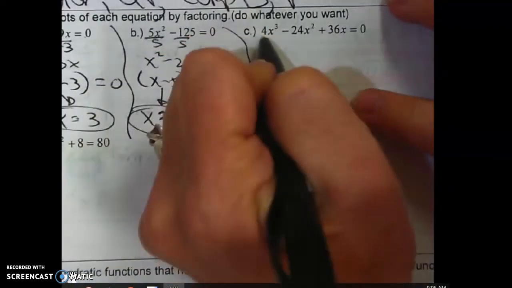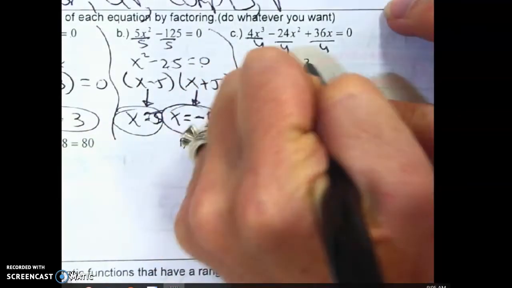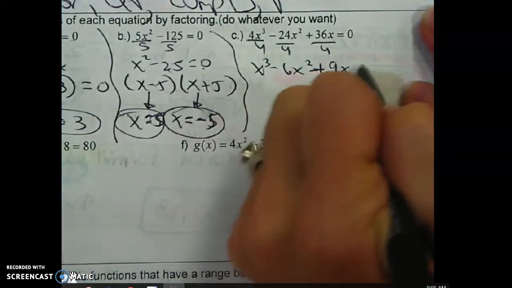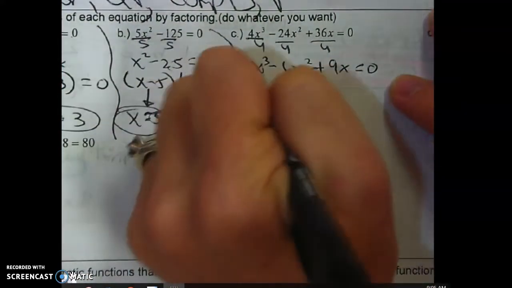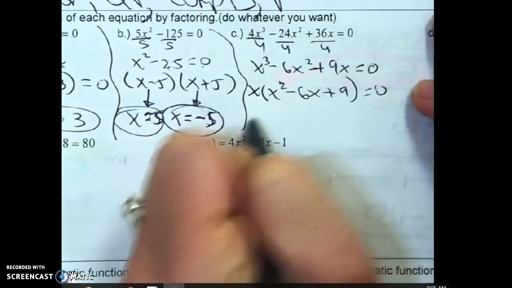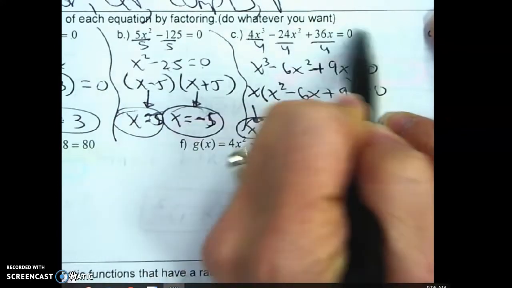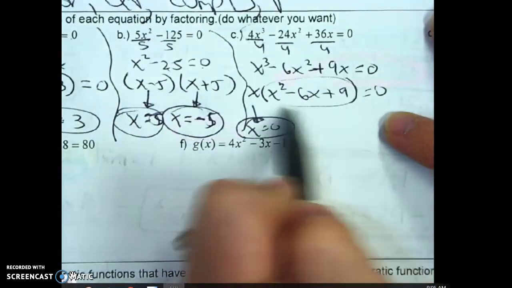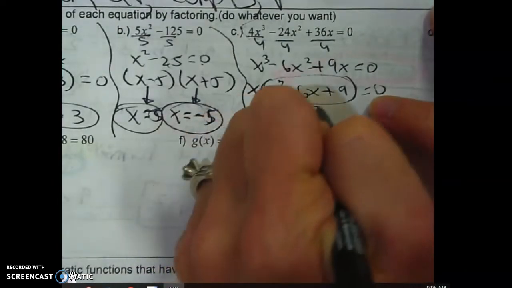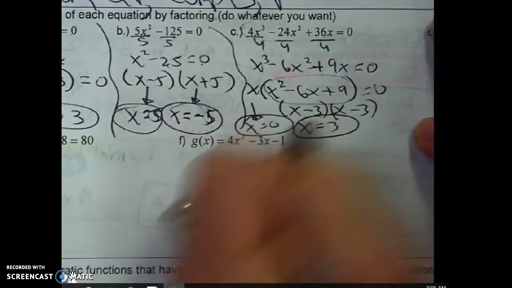So I notice they all divide by 4. And then I get x cubed minus 6x squared plus 9x. Now the mistake that people make is they divide by x, but the whole thing is you're trying to find x. So you've got to take the x out. And there's my x equals 0. And by the way, I cannot do the quadratic formula until it looks like this, because the quadratic formula is squared, because quadratics are squared. I can factor this, or I can quadratic formula it, or I can complete the square. Either way, my other answer is 3.